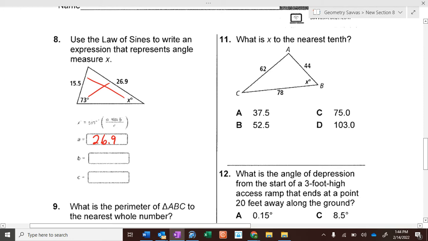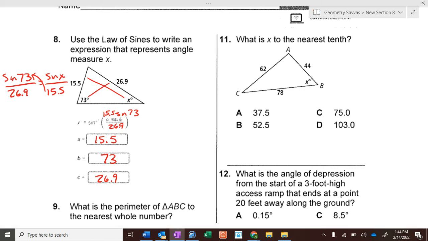Let's try that again. The sine of 73 over 26.9 equals the sine of x over 15.5. There we go. Woo! Mr. Bierschbach was going down the wrong road. So you multiply that times that, so 15.5 times the sine of 73, and then you're dividing by 26.9. So 15.5 is A, 73 is B, 26.9 is C. See how that works? See where we get those numbers from. Okay, it'll be the exact same on the test. Okay, exact same setup.